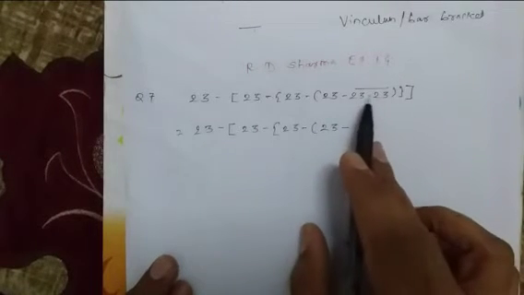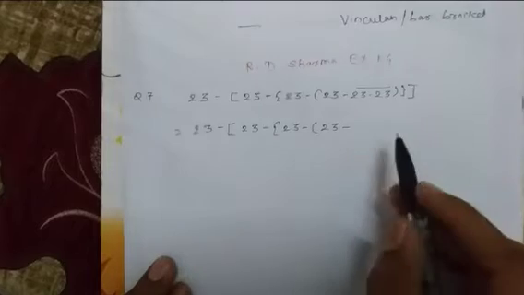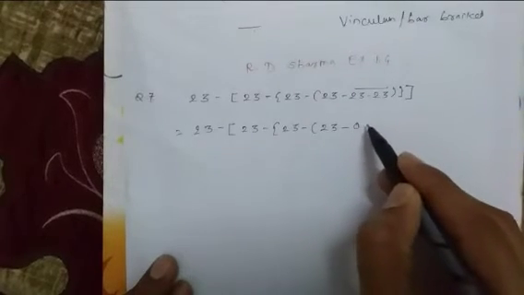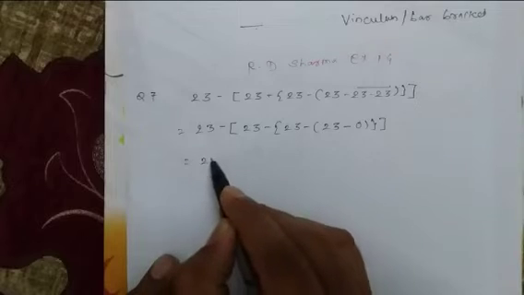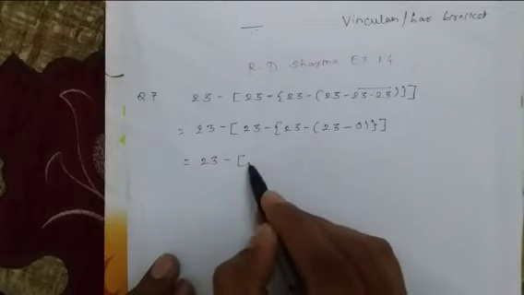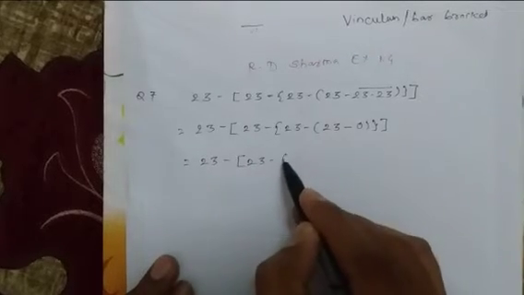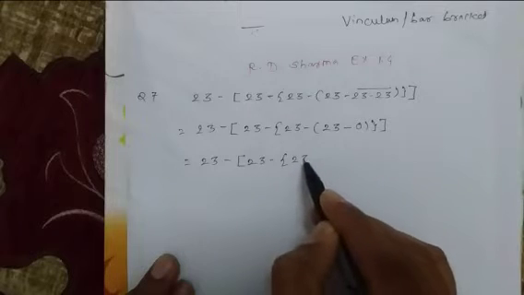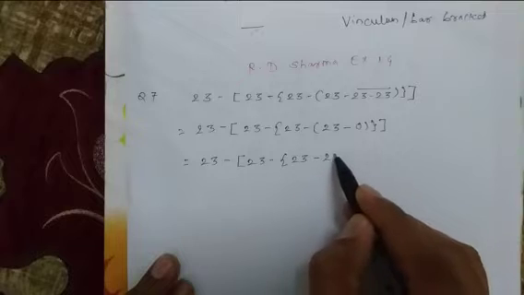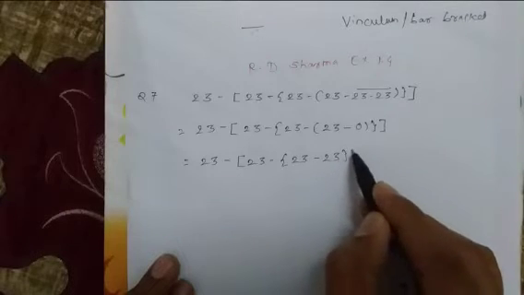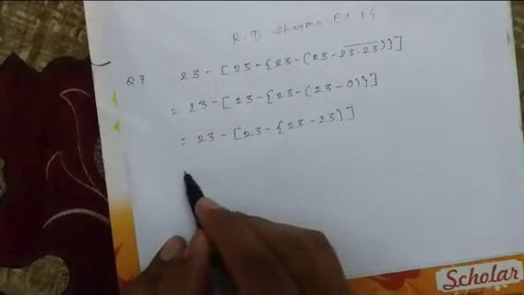Now let's open this vinculum. It is 23 minus 23, which is nothing but 0, the remaining as it is. Next, 23 minus 23 minus, now we have to open the common bracket. In the common bracket there is 23 minus 0, which is nothing but 23. Curly bracket closed, square bracket closed.